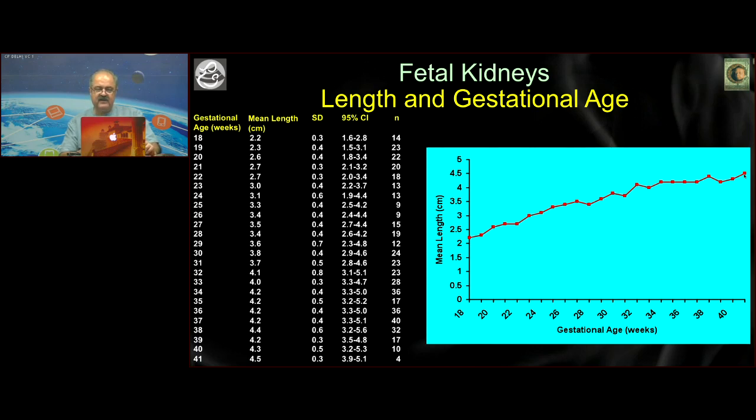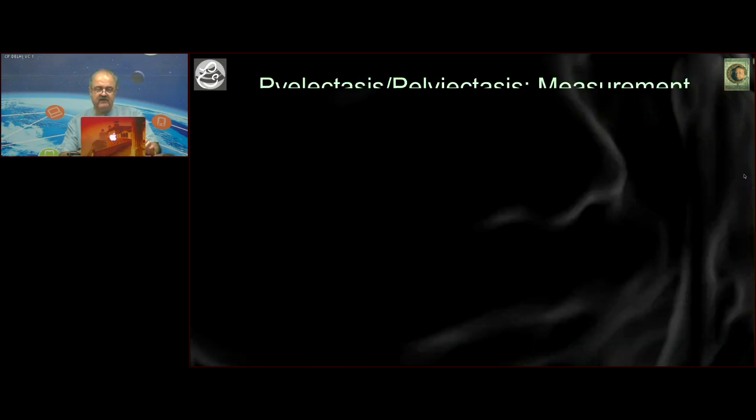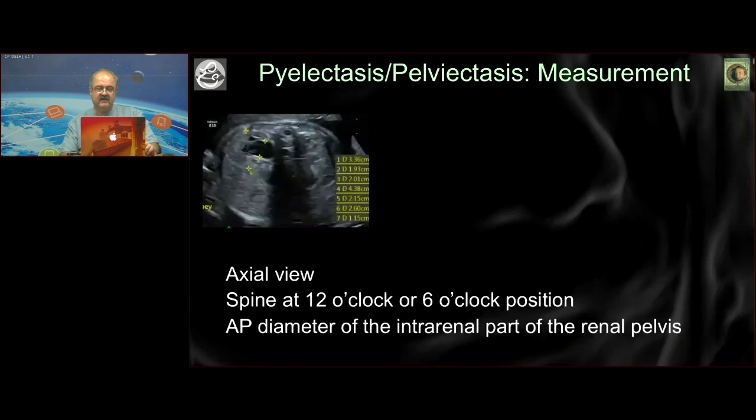The measurements, like I mentioned, very important to realize, should be in an axial scan of the kidney, and if you can't see both of them in the same section, then you do a different section for the other kidney. So don't try and get both of them at the same time. It may not always be possible. They might be much lower and upper relative to each other.